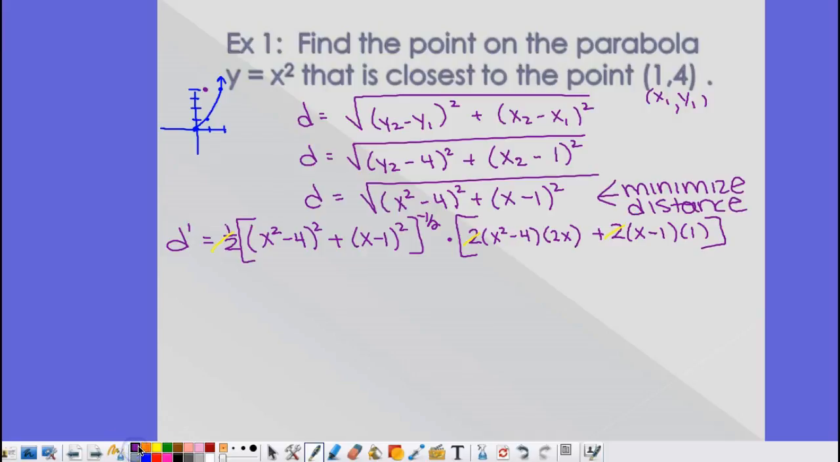So now my derivative has a numerator, and I'm going to distribute while I multiply here. So 2x times x squared is 2x cubed. 2x times 4 is negative 8x. And the 2's go on here. 1 distributes in, so it doesn't change anything. But I get plus x minus 1. We good for the numerator? Denominator is just the square root of the original distance formula, right?